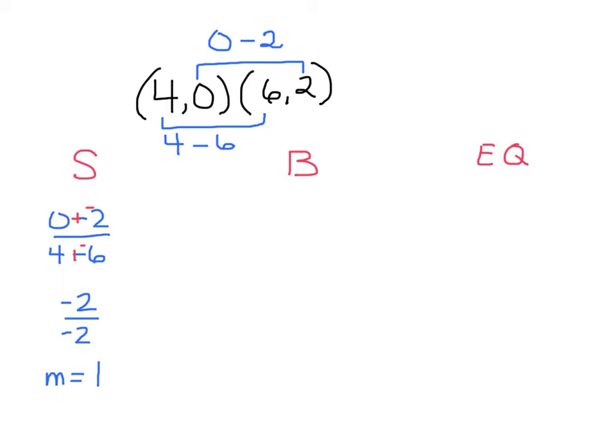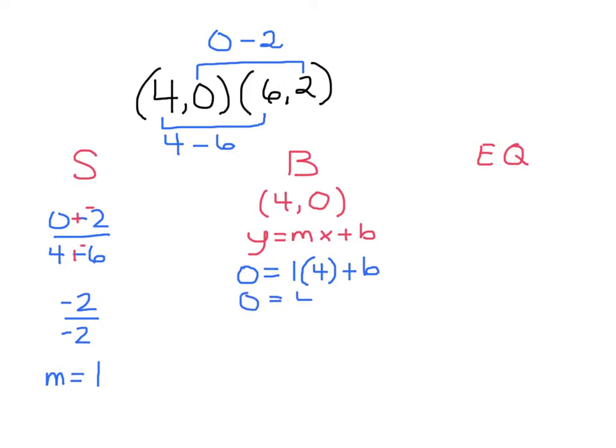All right, for the b, I'm going to choose one of these points. It does not matter which one I choose, but we're going to put it underneath. I'm going to choose the first one and plug that into y equals mx plus b. So my y would be 0, my m is 1 because I found that from before, and my x is 4, plus the b. That gives me 0 is equal to 4 plus b. I add my -4 to both sides, so my b is equal to -4.